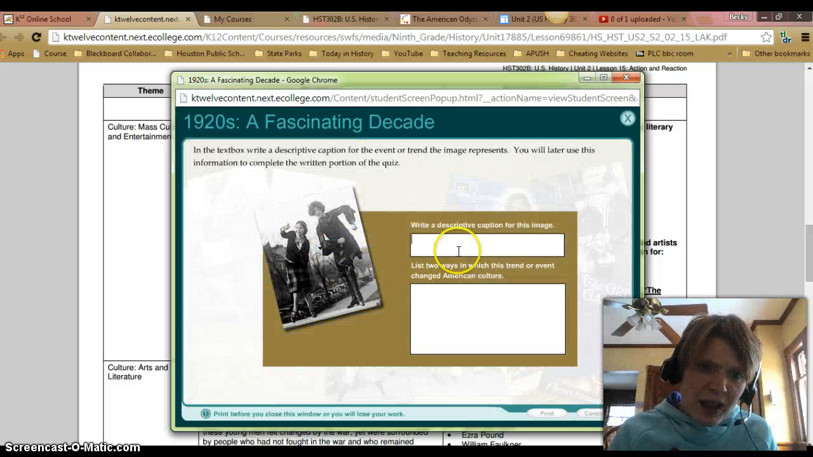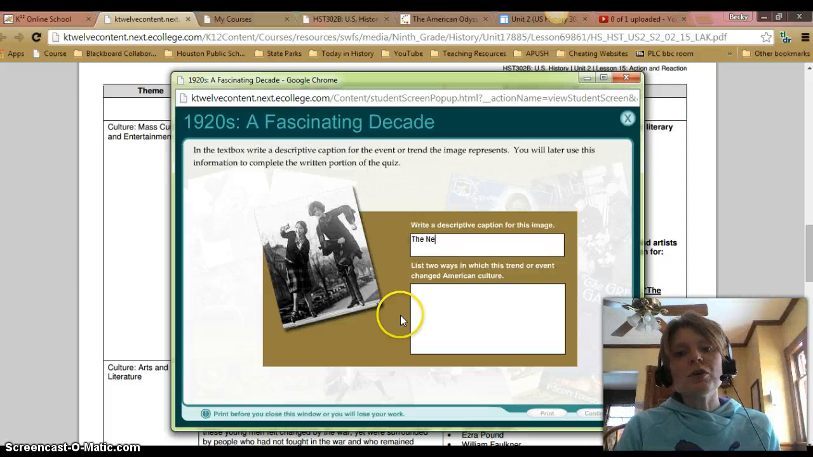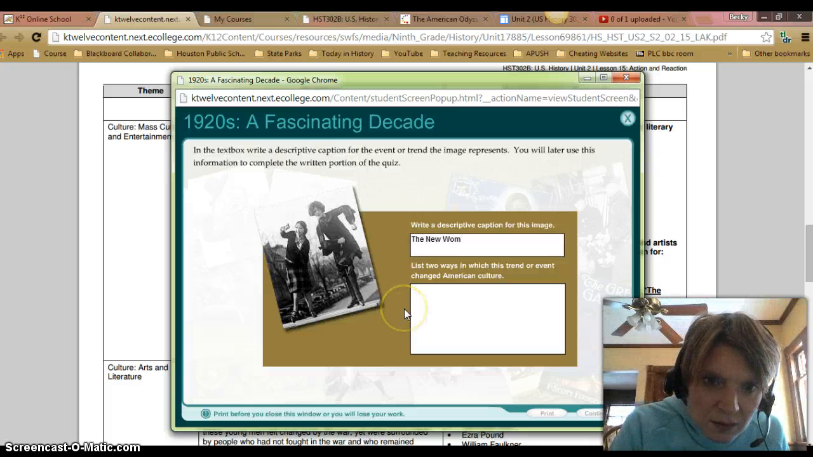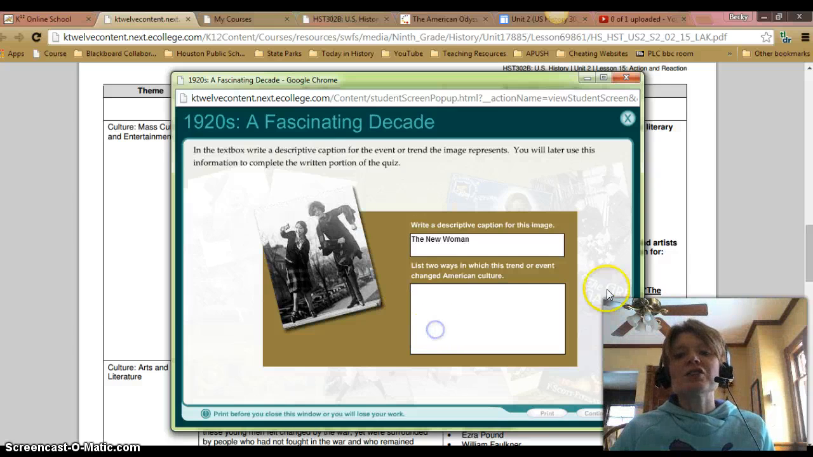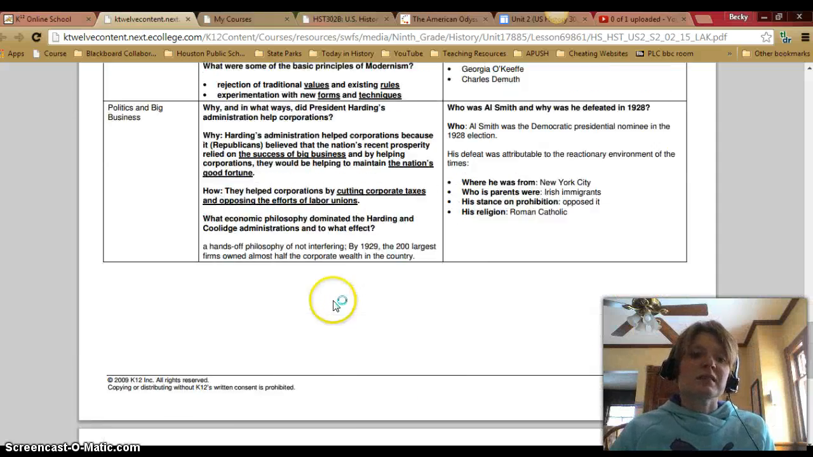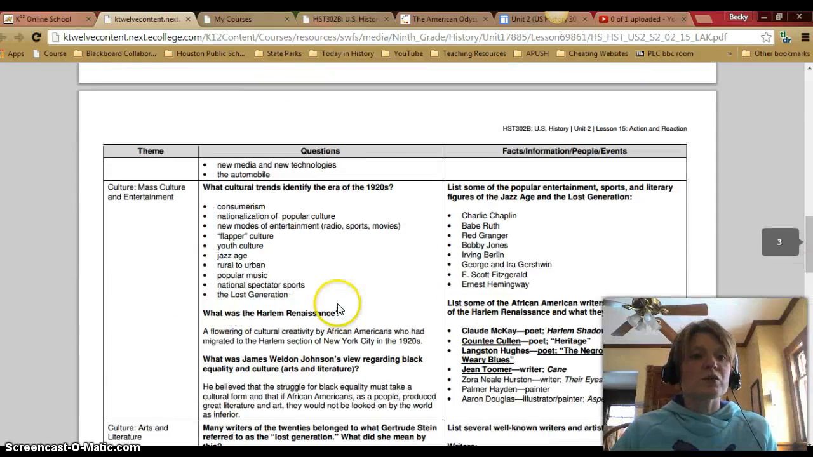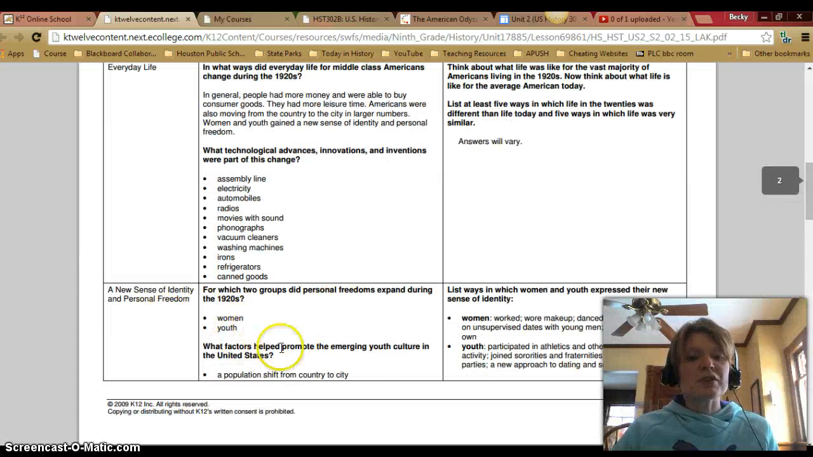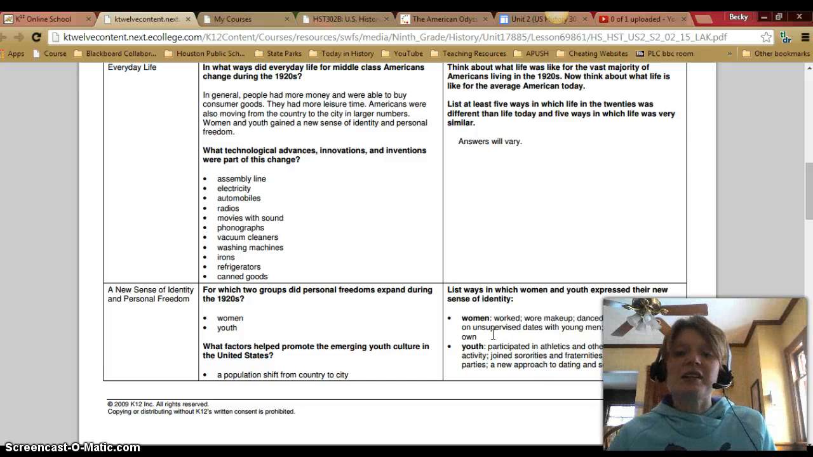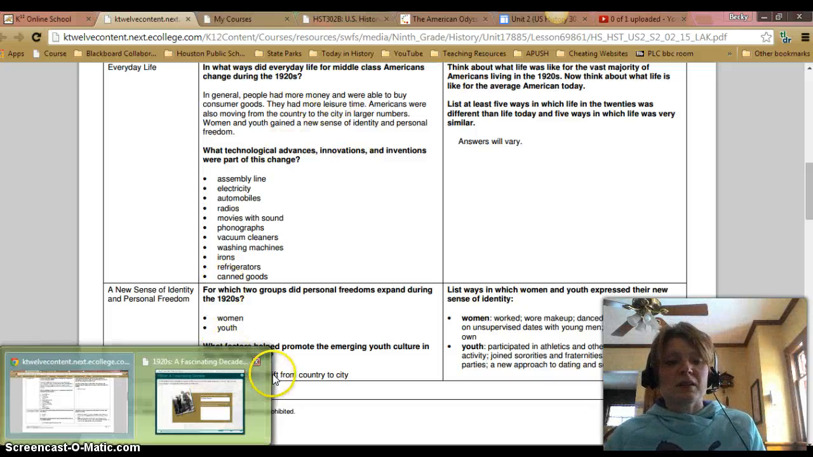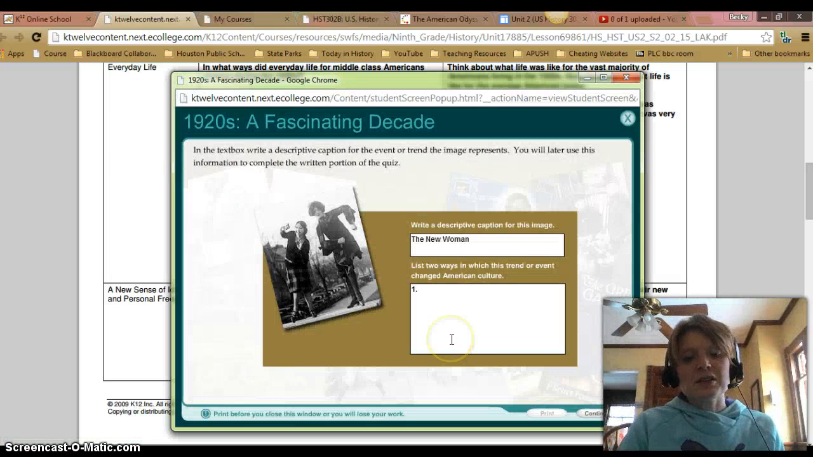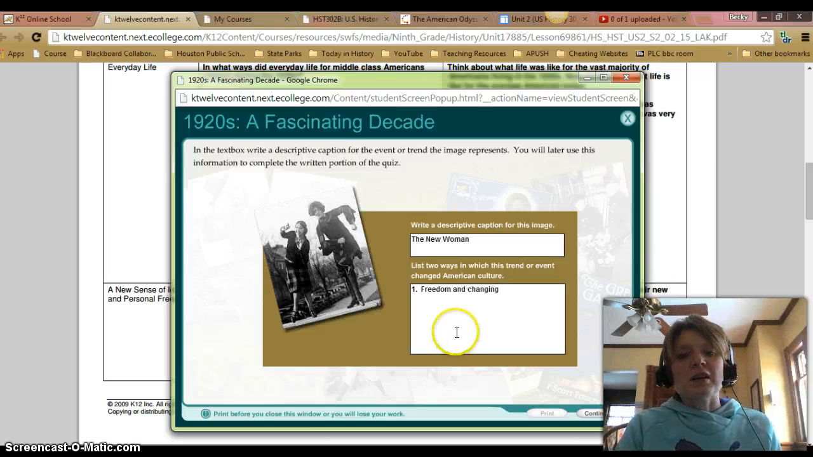Okay, this one here, what do we have? Looks like we have some flappers, the new woman. This trend or event changed American culture. Where do we have our section here on the new woman? New sense of identity and personal freedom. The whole flapper, working, wear makeup, dance at jazz clubs when unsupervised, moved out on their own. New freedom, so freedom and changing customs. So I want to say changing customs for women.